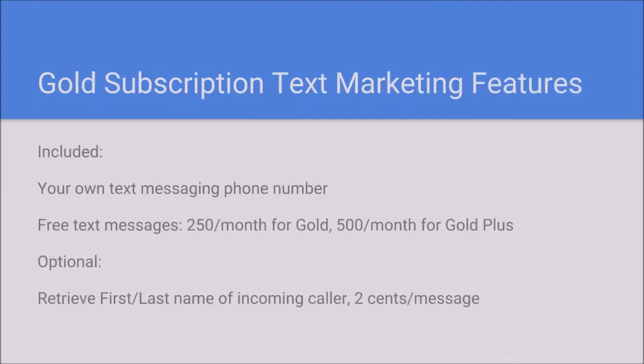So this is what's included with your subscription for text marketing. You get your own phone number, 250 free messages per month, or 500 if you're on Gold Plus. And I didn't show it to you, but we do have a button that you can click on to see what your usage is. And one of the things that's coming sooner than later is before you send out text messages, it'll prompt and tell you how many you've sent out and how much it costs per message. It's 3 cents per message if you go over 250 and over 500.